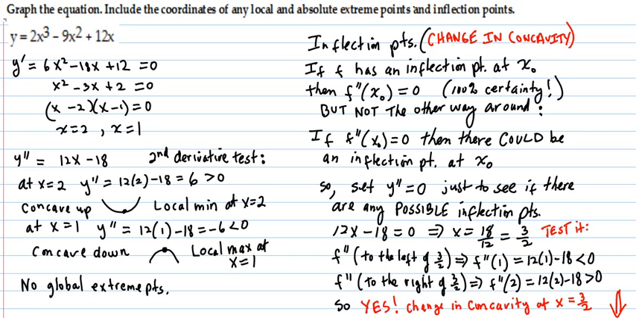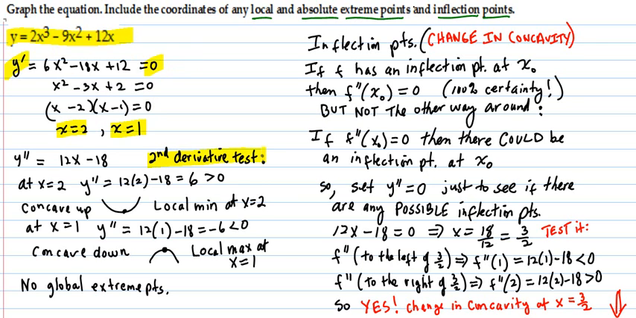In this one, we're supposed to graph the equation, and we're supposed to find any local or absolute or global extreme points and inflection points. So here is the function we're given. We're going to go for the critical points. So set y prime equal to 0, factor it out, work it out, and get x equals 1, x equals 2 are the critical points.